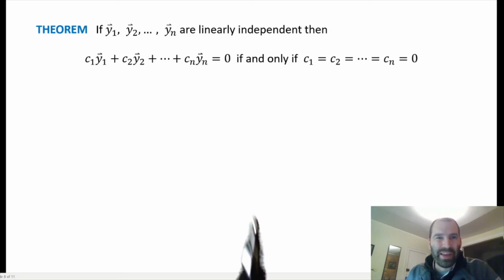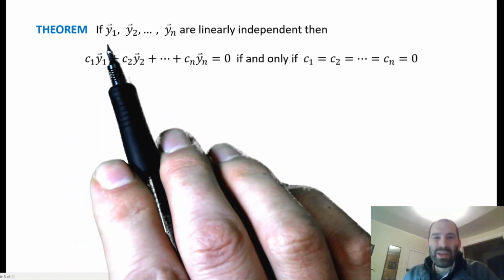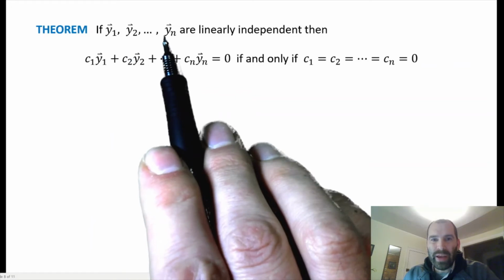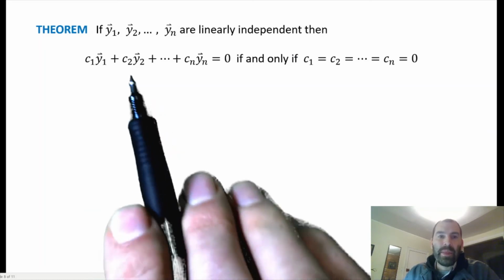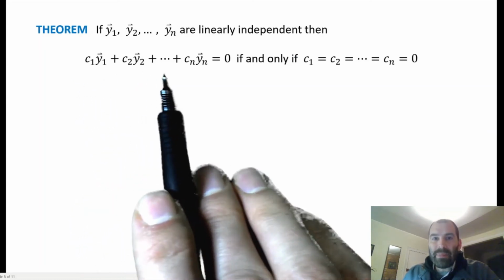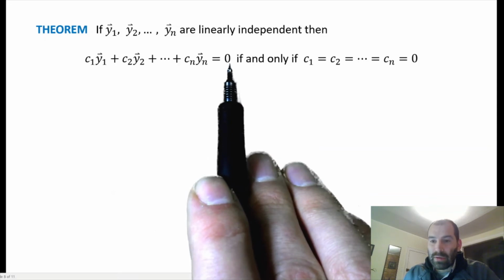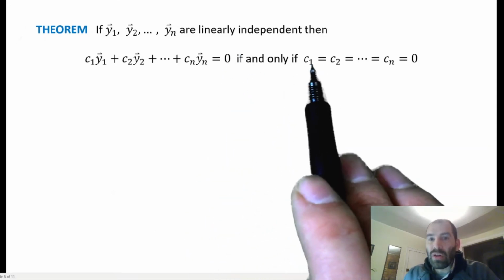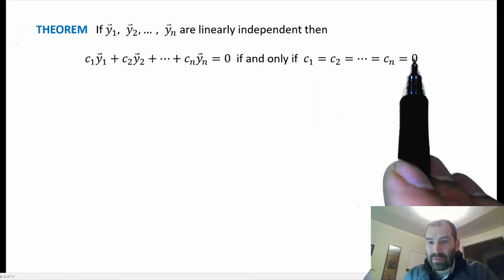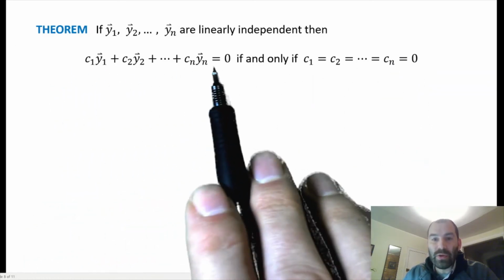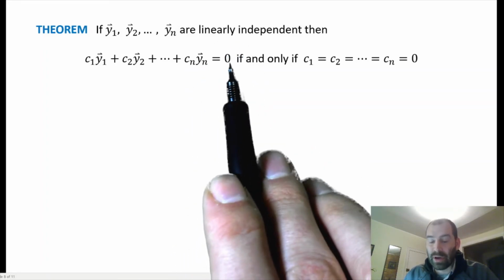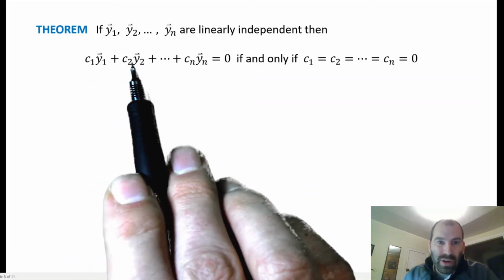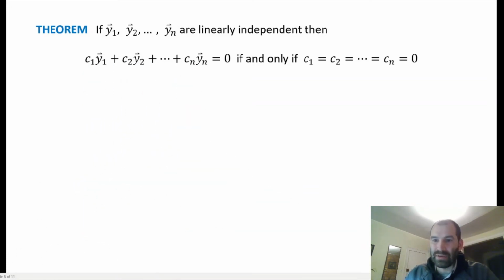dodging everything over here. Now we have a theorem. Okay, the vectors y1 through yn are linearly independent. If they are independent, then a linear combination of them can be 0 if and only if all of those constants were 0. So the only way you can get a linear combination of linearly independent vectors to be 0 is if you make all of these constants 0. So this will be a handy theorem for us.